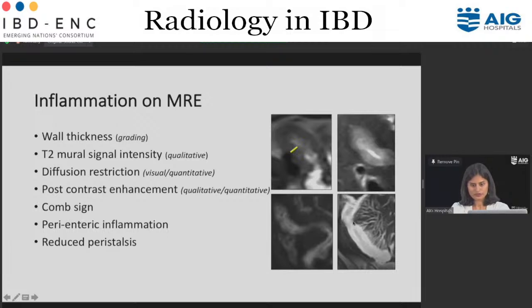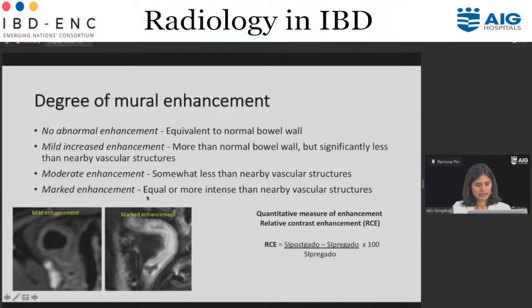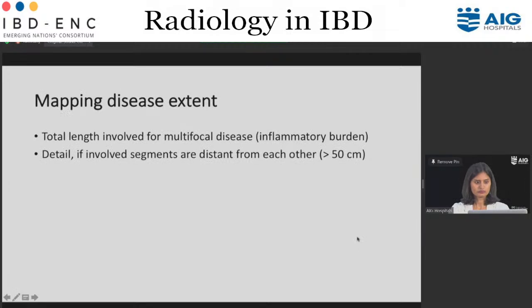So, this also gives an example of how comb sign looks. This is the engorged vessels, engorged vasa recta seen all the way till the bowel wall. Again, like I said, mild, moderate and marked enhancement can be with respect to adjacent normal veins, or absolute value by measuring relative contrast enhancement, that is by subtracting the signal intensity before contrast from the post contrast, and calculating a percentage.